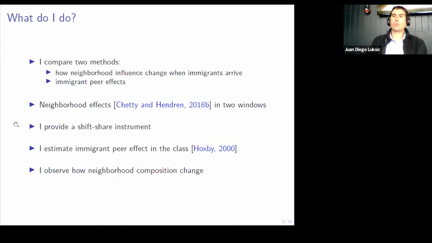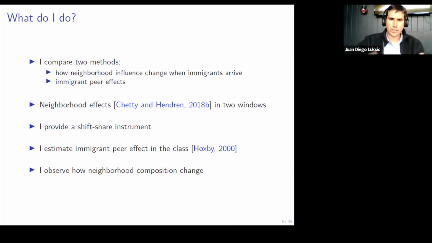I decided to look at Chile because of the sharp increase. Now I will describe what I do. What I basically do is compare two methods. First, the one that is able to capture the neighborhood influence on student test scores. This is what I will call neighborhood effects. And another method that you are probably more familiar with is the Hoxby approach, the immigrant peer effect. So I first estimate the neighborhood effect, looking at two windows: before immigrants arrive and after immigrants start arriving.